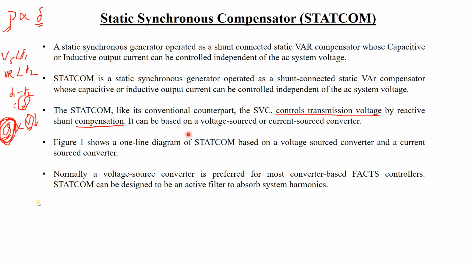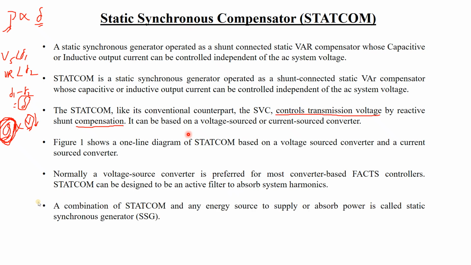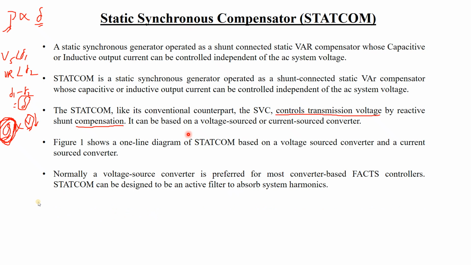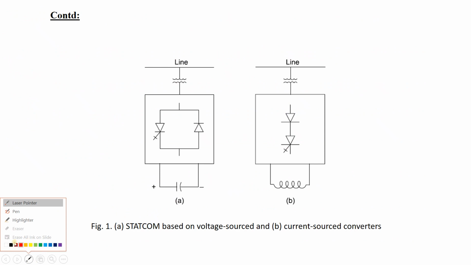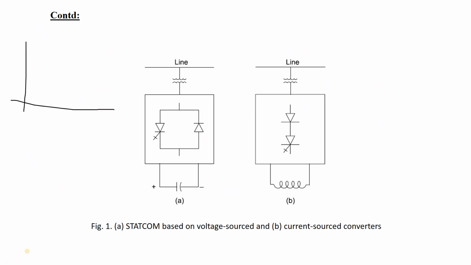So normally a voltage source converter is preferred for most converter based FACTS controllers. STATCOM can be designed to be an active filter to absorb system harmonics. Since the voltage source converter has a capacitor, it can also be used as an active filter to absorb the system harmonics. All of you know that harmonics generally exist in odd orders, so third order, fifth order, seventh order.